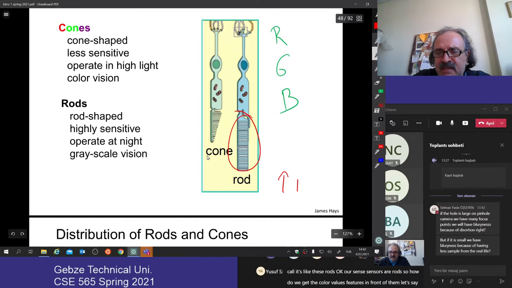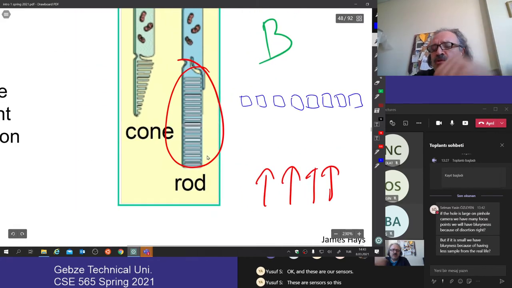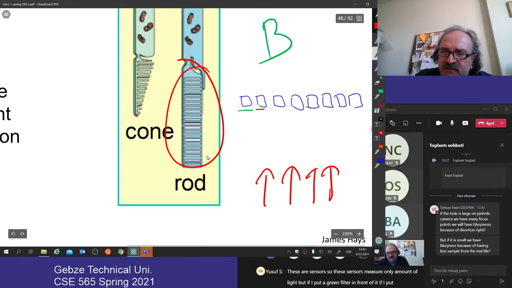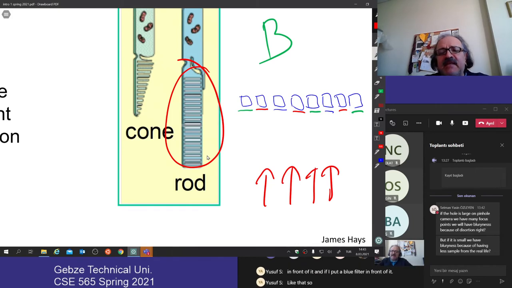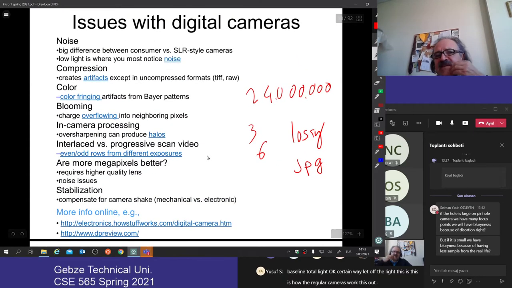Let's say light is coming this way, and these are our sensors. So these sensors measure only the amount of light. But if I put a green filter in front of it, a red filter in front of it, and a blue filter in front of it, like that, each pixel becomes sensitive to a certain wavelength of the light. This is how the regular cameras work.